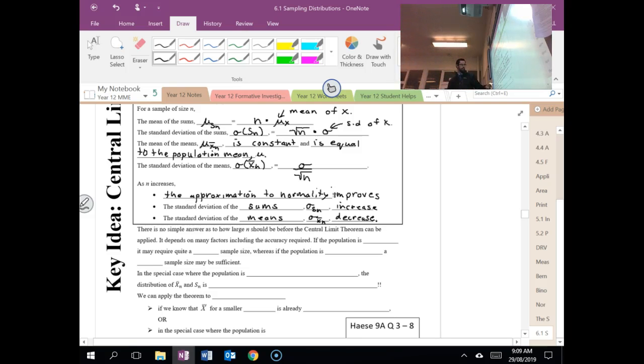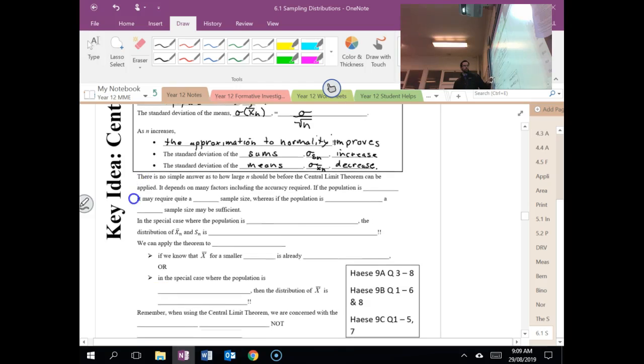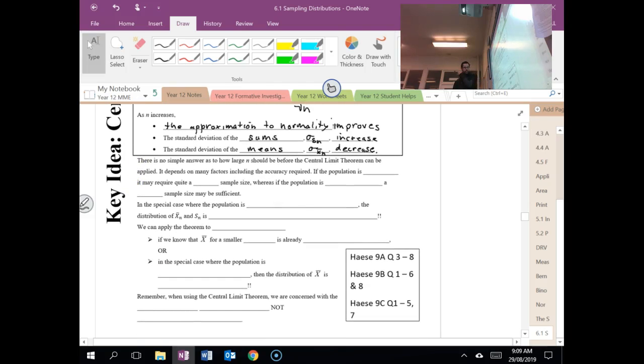But this doesn't really answer the big question, which is how large should n be before we can say that the central limit theorem can be applied? If we've got a distribution, how large does n actually have to be so we can say the sums or the means is actually a normal distribution? And there's no simple answer to that. It's going to depend on a lot of things.